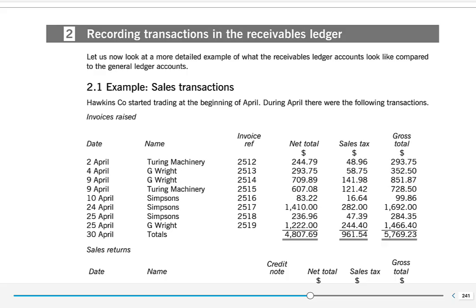Mistake 4. Forgetting that the receivables ledger is customer by customer. Fix. Always post to the correct customer account, not to a general customer's account. Exam recommendation for Lesson 2. If you get a question that says, enter these transactions in the receivables ledger, do this fast plan. Step 1. Draw the customer accounts that are needed, one account per customer mentioned. Step 2. Post invoices on the debit side with date and invoice reference. Step 3. Post credit notes and receipts on the credit side with date and reference. Step 4. Balance each customer account. Carry down the balance if asked.